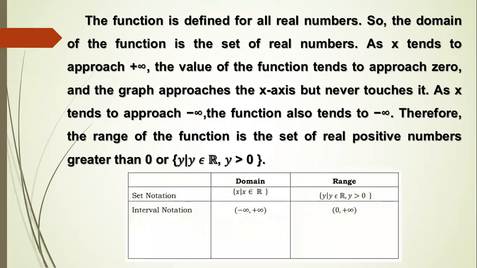So to finalize the answer, the domain in set notation, we have x such that x is an element of real numbers, while the range in set notation, we have y such that y is an element of R, while y is greater than 0. And for the domain in interval notation, negative infinity to positive infinity, and then for the range, 0 to positive infinity, where 0 is not included.